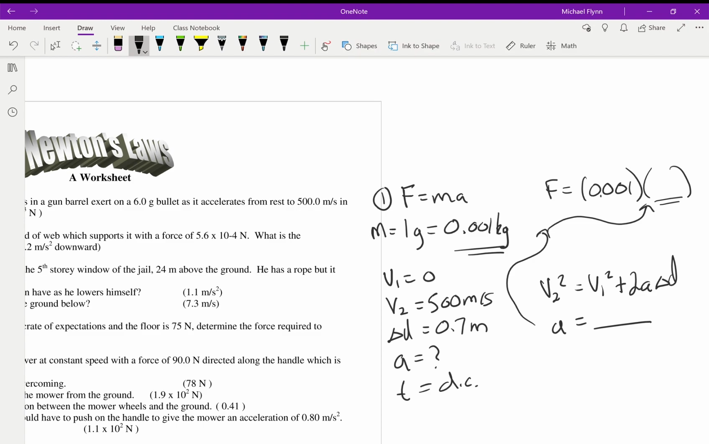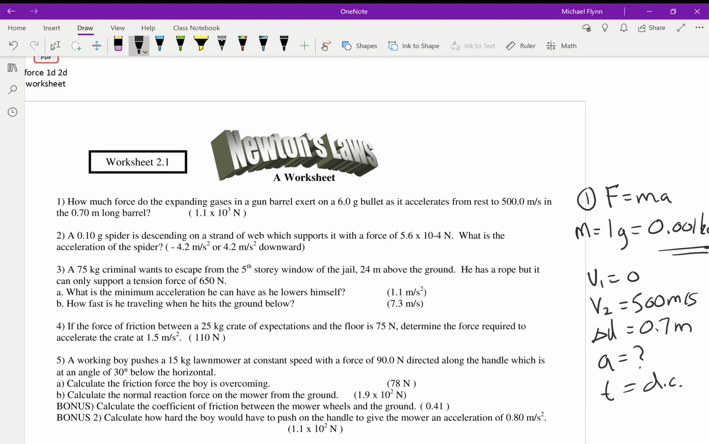So you have to do 2 steps. Number 1, use a motion equation to find acceleration. Then use F equals ma to find the force. And that's it. You should get the answer that they give you here. Okay? All right, so that's question number 1. Now I want to tell you, in order to answer question number 2, we have to talk about gravity. But I want to give you this so you can at least do the first few questions here.